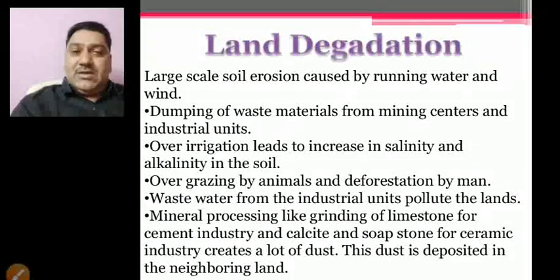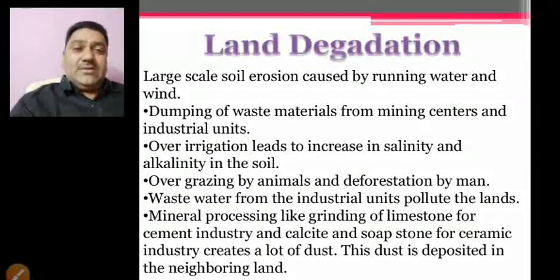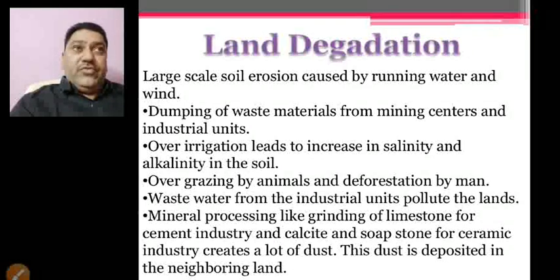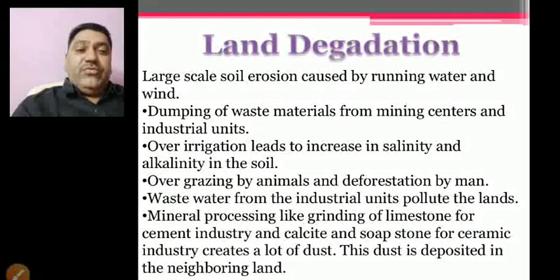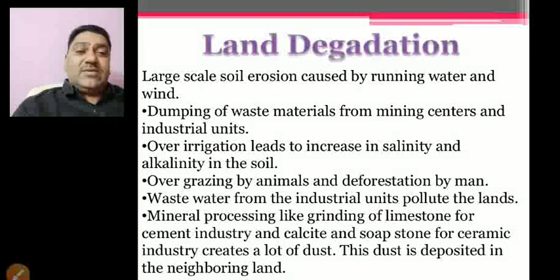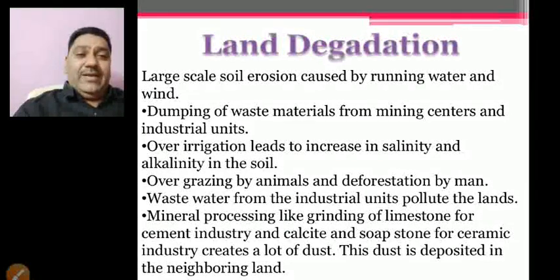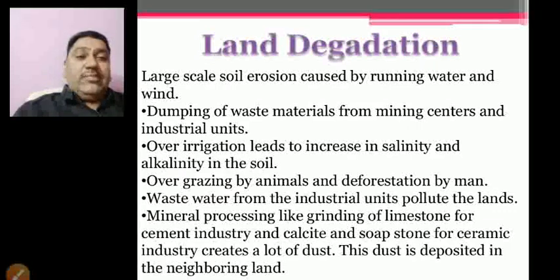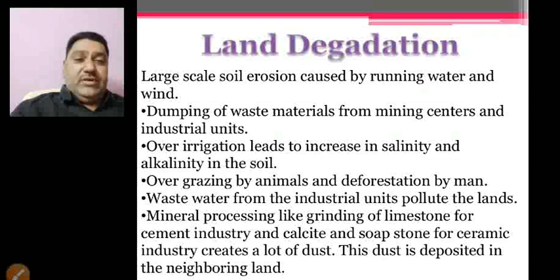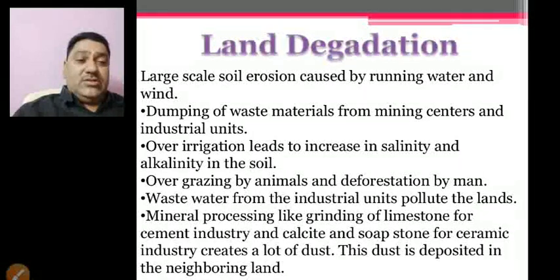But as we have discussed earlier, we thought land as a free gift of nature. Therefore, we have used land indiscriminately, and this has caused land degradation. Now, the main cause of land degradation is due to soil erosion caused by running water as well as wind. Similarly, dumping of waste materials from mining centers and industrial units. Similarly, over irrigation, especially in states like Punjab and Haryana. Due to over irrigation, the land has become saline and alkaline.